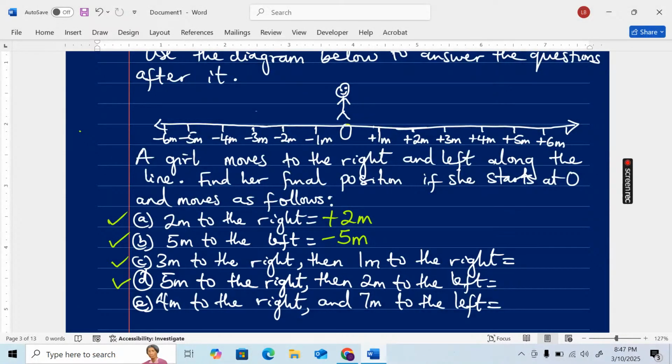So the answer to the C part of the question, don't forget, was 4 meters. Now the answer to the D part of the question is 3 meters.